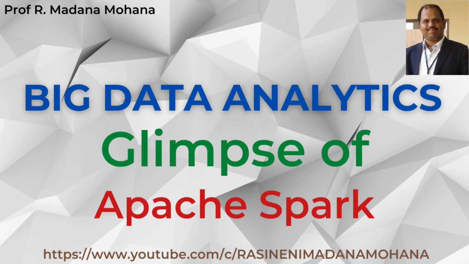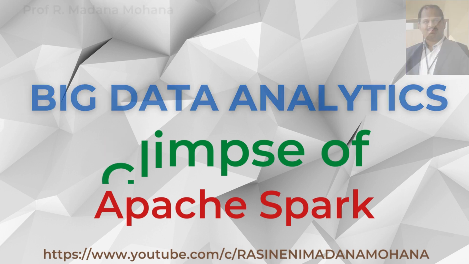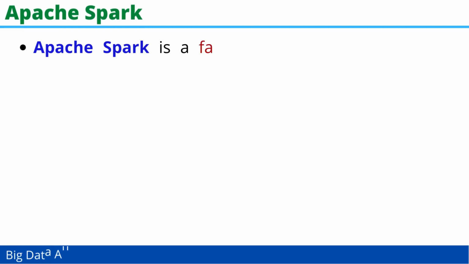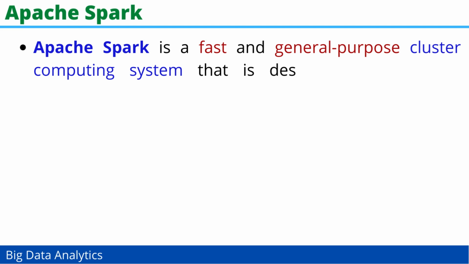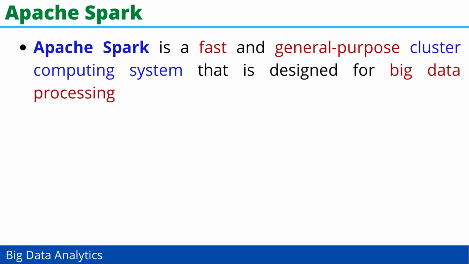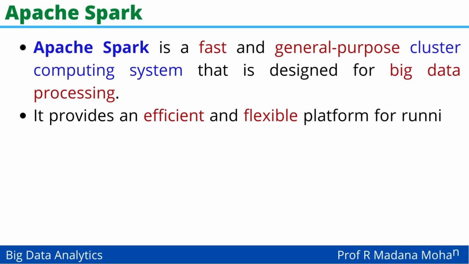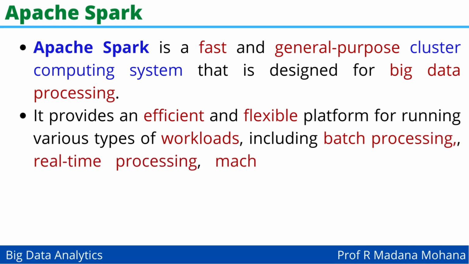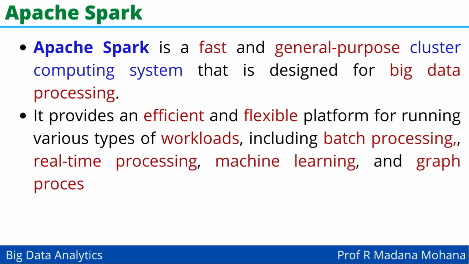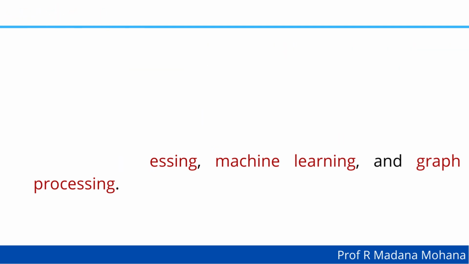In this video, we will see a glimpse of Apache Spark technology. Apache Spark is a fast and general purpose cluster computing system that is designed for big data processing. It provides an efficient and flexible platform for running various types of workloads, which includes batch processing, real-time processing, machine learning, and graph processing.